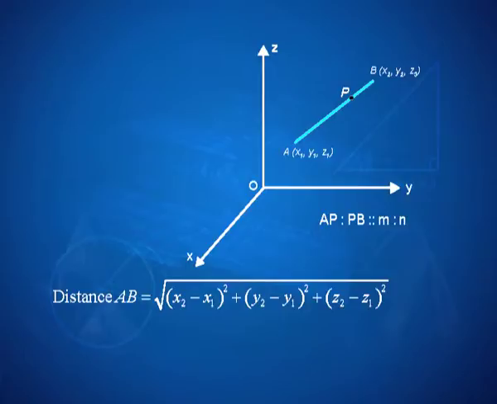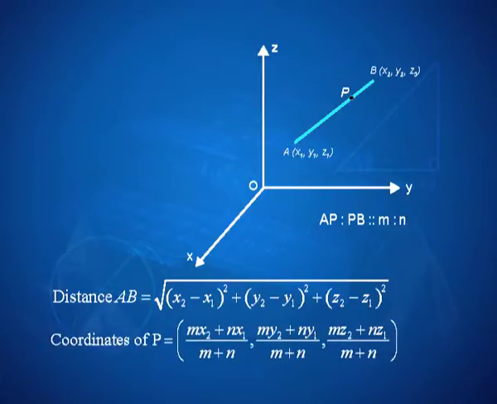At the same time, if I take a point P, dividing the segment AB internally in the ratio m:n, then the section formula gives me the coordinates of the point P as (mx2 plus nx1) by (m plus n), (my2 plus ny1) by (m plus n), and the z coordinate as (mz2 plus nz1) by (m plus n). So, these are the same 2 results applicable in 3-dimension as well. So, what else are we going to talk about?